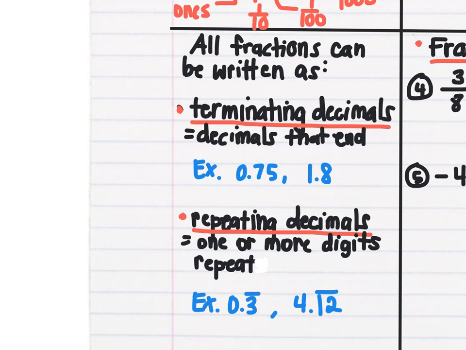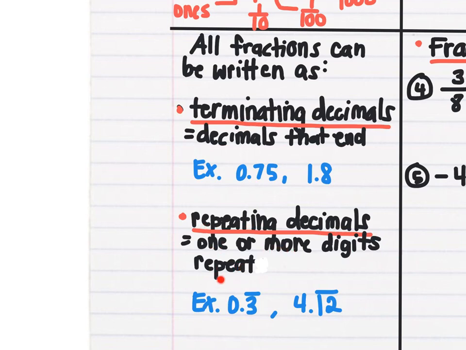Okay, so we're going to look at where it says all fractions can be written as terminating decimals, which are decimals that end. So we have 0.75, 1.8. Okay, they terminate. They have no digits after that last digit on the decimal. It just stops. Or fractions can be written as repeating decimals, where one or more digits repeat.